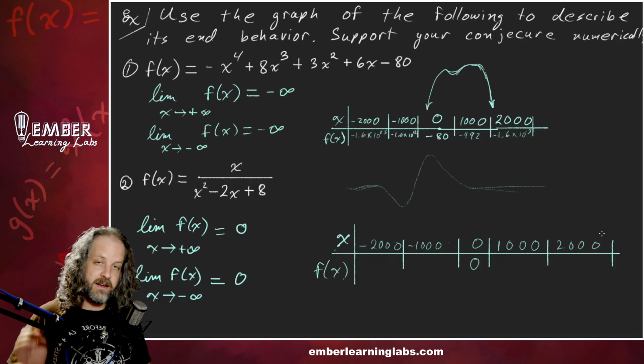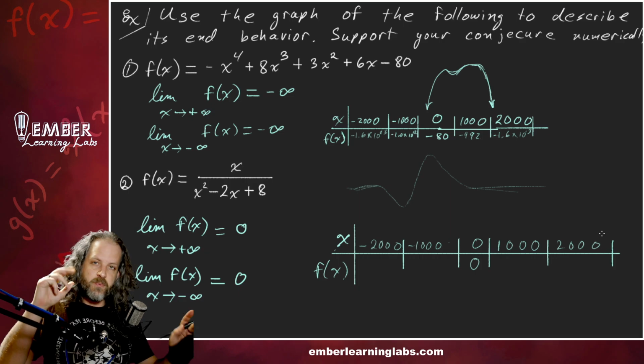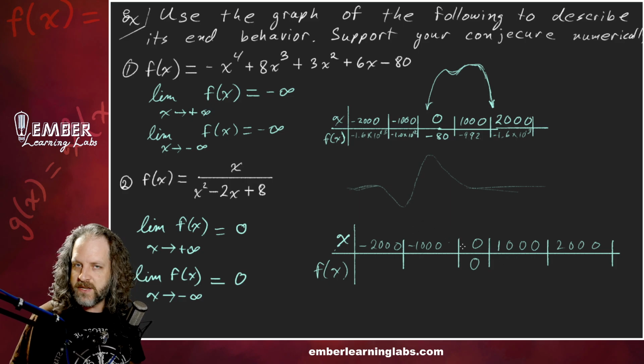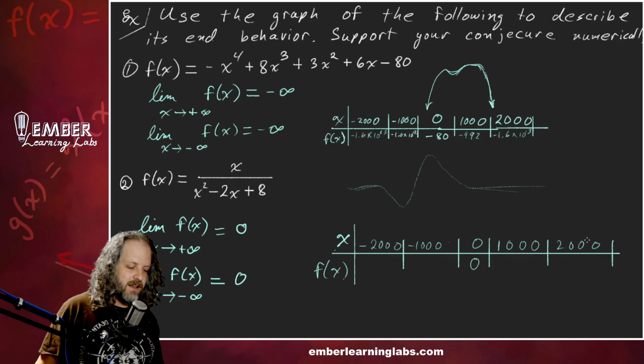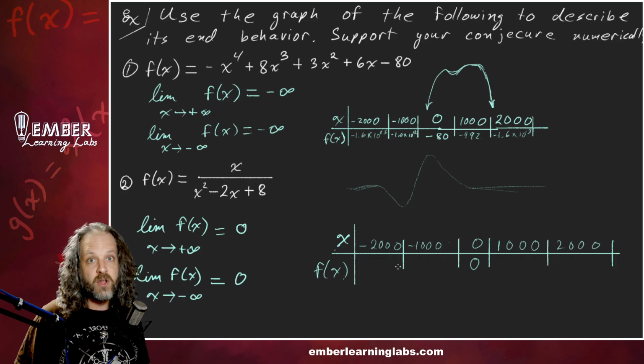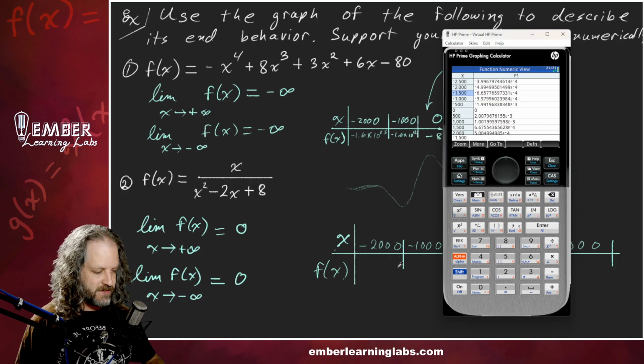By the way, to support your conjecture, like I said earlier, you don't have to choose these specific values. Just a couple of rather large numbers and a couple of rather large negative numbers, right? That's what we want to see.